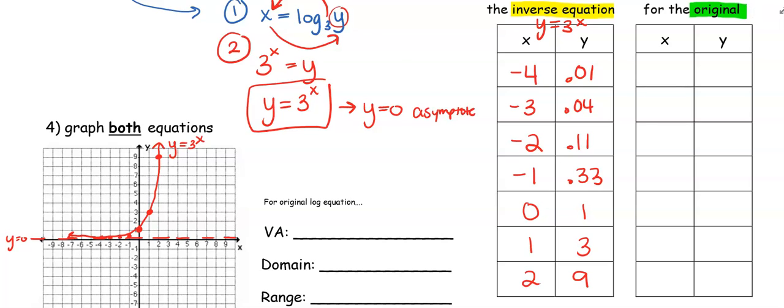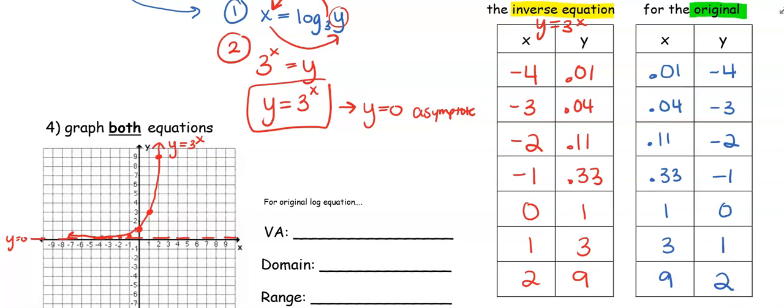If you remember, when we first learned about inverse equations, the very first thing we learned was inverse relations and how easy it was to graph an inverse because all we do is switch the x and y coordinates. So this is really 0.01, -4; 0.04, negative 3; 0.11, negative 2. And again, if you don't have the ability to put the log in your calculator, you will find the graph by doing the inverse.